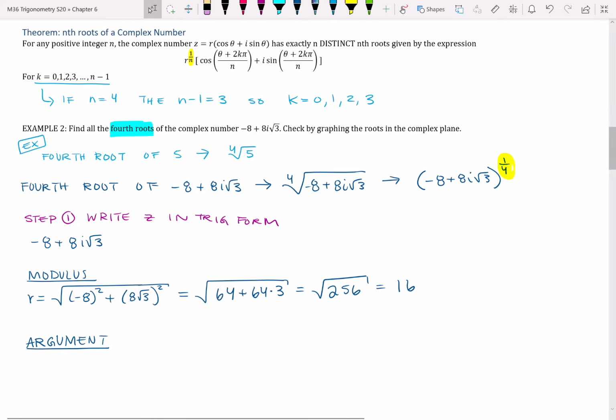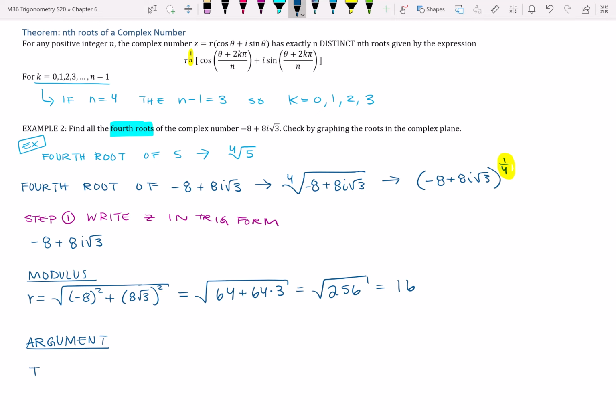And again, notice that my real part is negative and my imaginary part is positive, and so that means that we're going to be in quadrant 2. So again, you can use tangent or you can use sine and cosine. It doesn't matter what you want to use, and so I'm just going to use tangent.